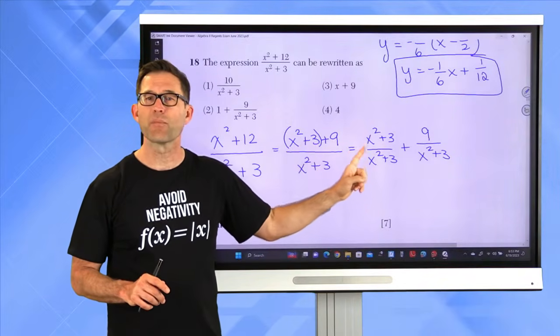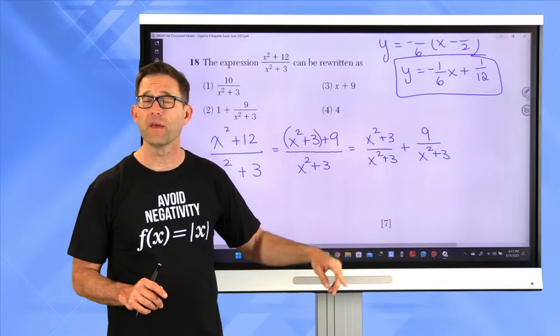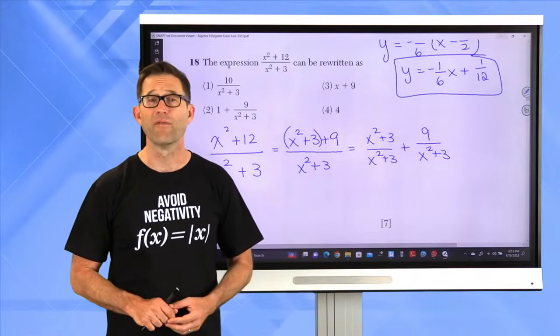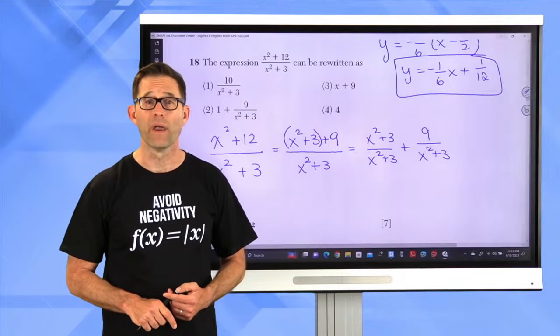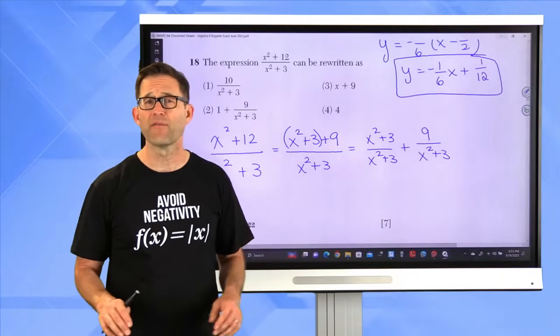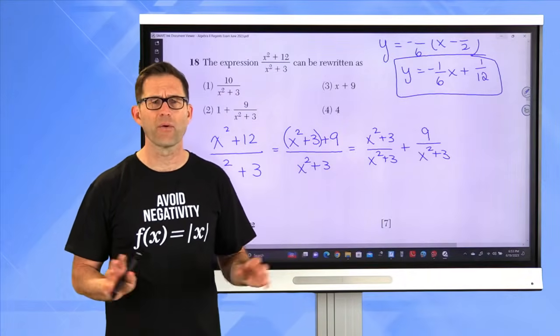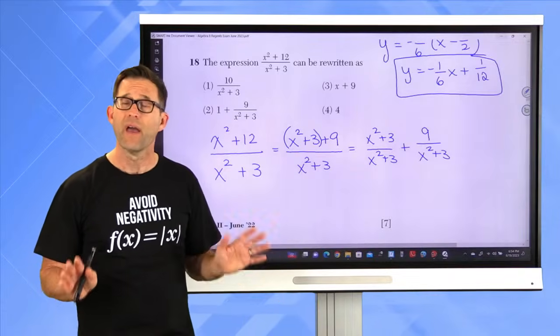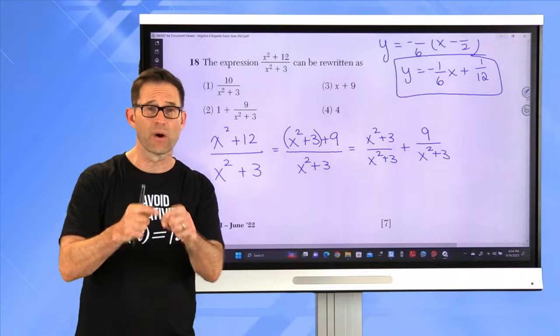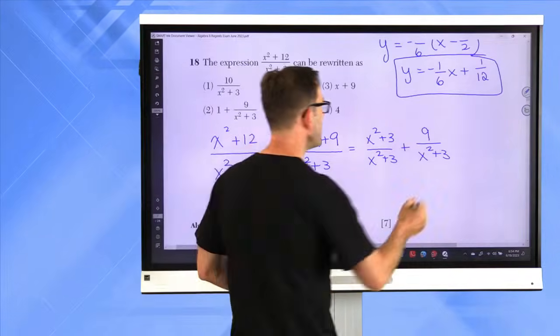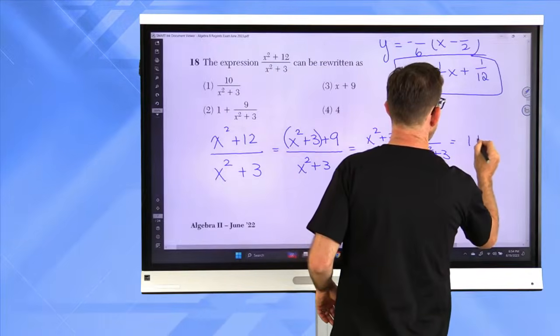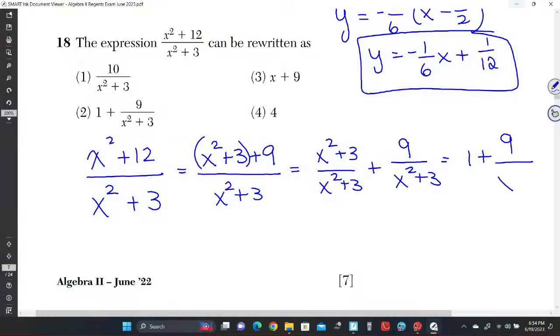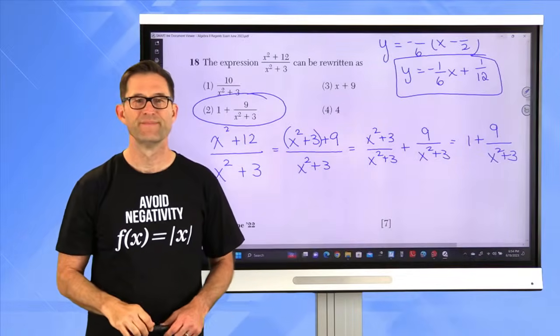And now x squared plus 3 divided by x squared plus 3, hey, anything divided by itself except for 0 is equal to 1. Anything. 5 divided by 5, negative 10 divided by 10, cow divided by cow, I don't care. Anything divided by itself except for 0 is equal to 1, and therefore all of this is equal to 1 plus 9 divided by x squared plus 3. And that is choice 2. Okay.